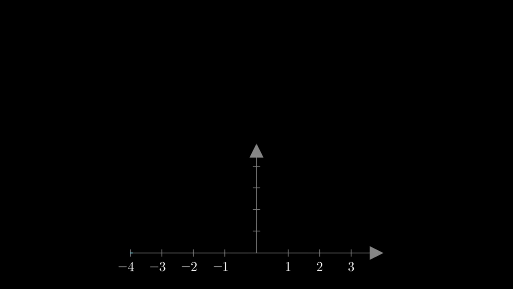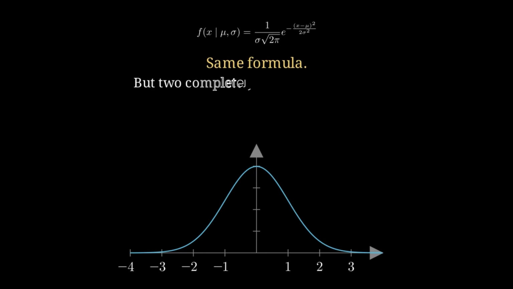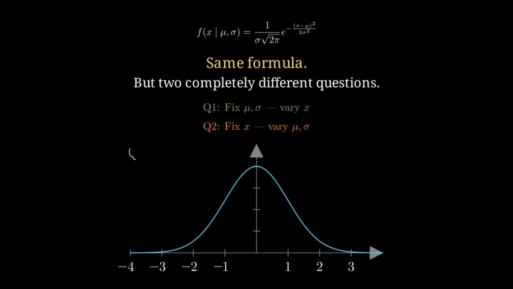In the world of statistics, everything often begins with this shape, the normal distribution. And specifically with this formula, it is the engine under the hood for much of how we model the world. It is the exact same expression, the same math, but it can answer two completely different questions. One question fixes the curve and asks about the data. We call this probability. The other fixes the data and asks about the curve. This is likelihood. Same curve, same formula, but a fundamental shift in perspective.